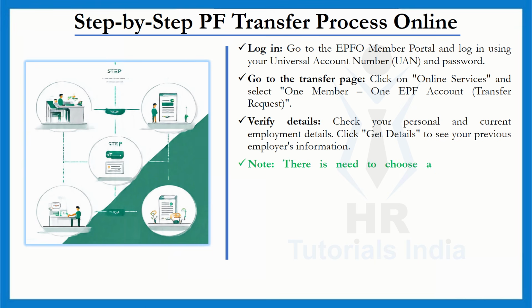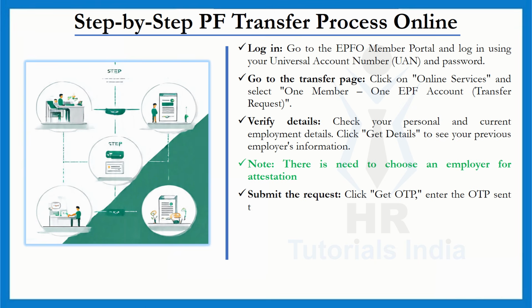Note, there is no need to choose an employer for attestation. In our previous processes, we used to select the previous employer or the employer who has to attest and approve the PF transfer. But as per the upgraded EPFO, there is no option like employer attestation. So you can directly select the option where you can enter the previous and present employer details, from where to where you want to transfer your PF, and continue.